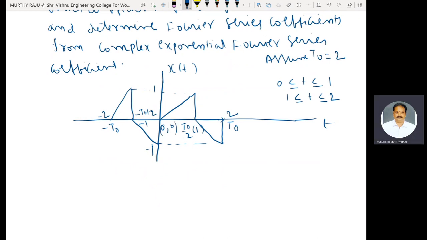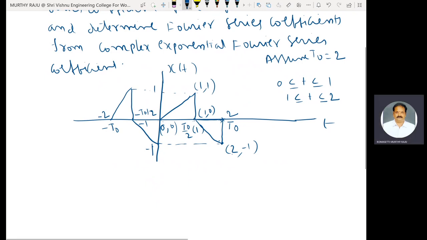Here 0 comma 0. Here 1 comma 1. Here 1 comma 0. Here 2 comma minus 1. From this point to this point is 2, and from this point to this point is minus 1. T naught by 2 is 1. And there is no y axis value, that is 0. Here 1 comma 1, from this point to this point is 1.